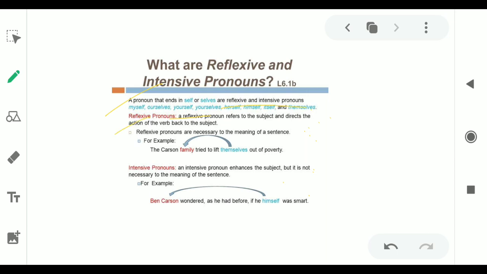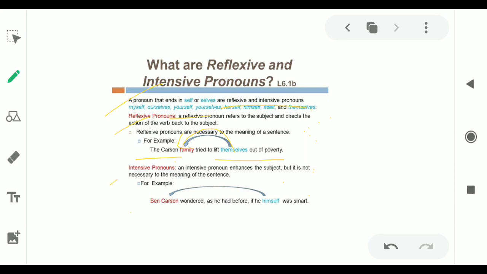As I have said, when the effect of the action turns back upon the subject, it is known as a reflexive pronoun. And reflexive pronouns are necessary to the meaning of a sentence. So, "The Carson family tried to lift themselves out of poverty." The effect of "themselves" is lying on the family. So here it is acting as a reflexive pronoun.